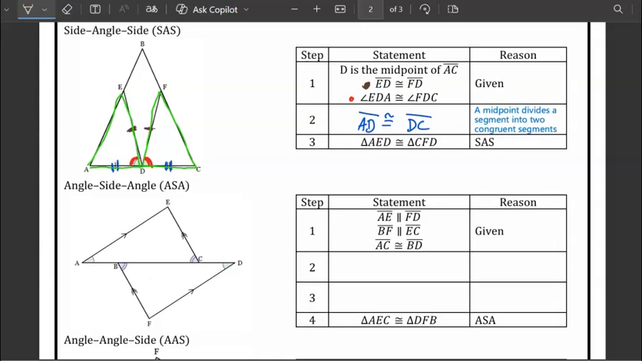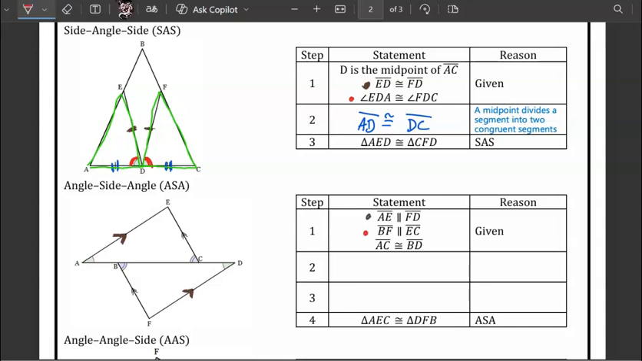This one is going to be angle, side, angle. For this one, we're given that segment AE is parallel to segment FD. And we show that by putting those little arrows on the sides.